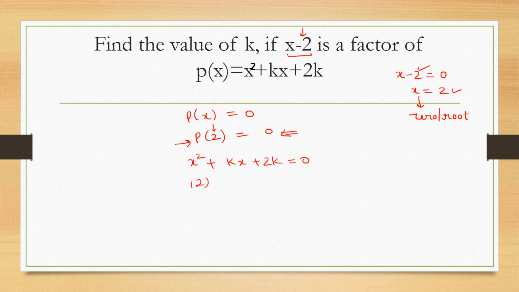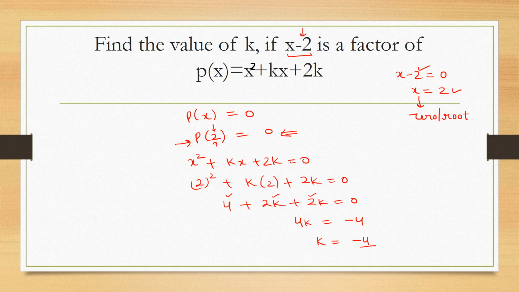X is 2 here, right? This one, plus k into 2, plus 2k equals 0. 2 squared is 4, plus 2k plus 2k equals 0. 2k and 2k make 4k, like terms together. This 4 can be taken to the right hand side. It will give you minus 4 because of transposition. And now this 4 will go down and you will get minus 1, right? So k equals minus 1 is your answer. I'm hoping that you've understood.